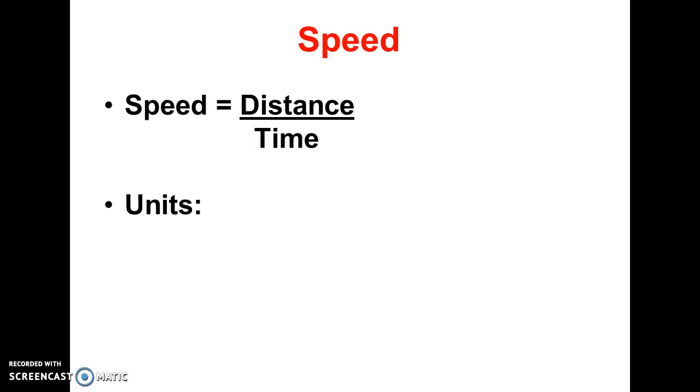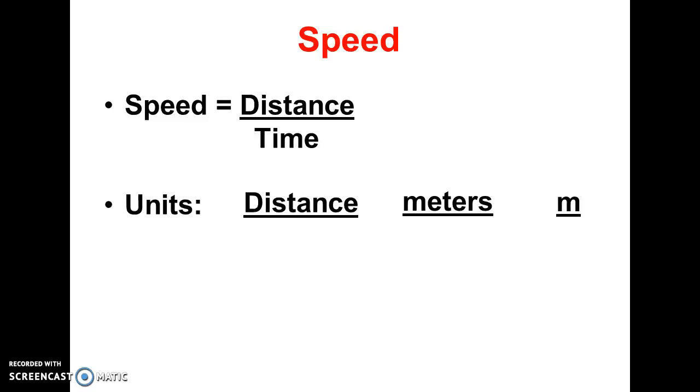For units on speed, units for distance are going to be in meters, abbreviated with an M. Units for time are going to be seconds, abbreviated with an S, and so I have a unit of a meter per second. Always draw it as an M over an S, not an MPS, but an M with the line underneath it and the S below it.